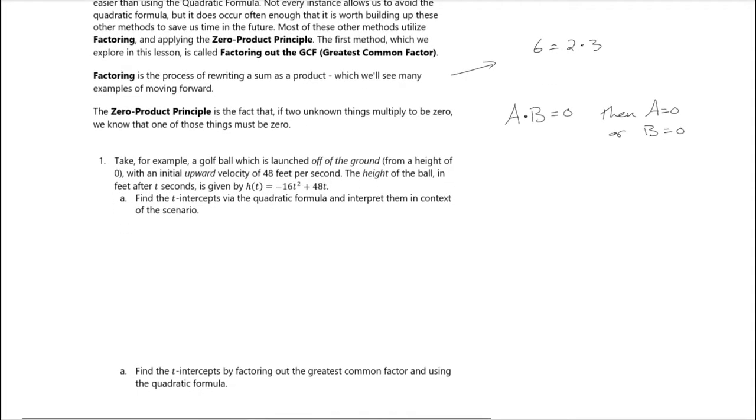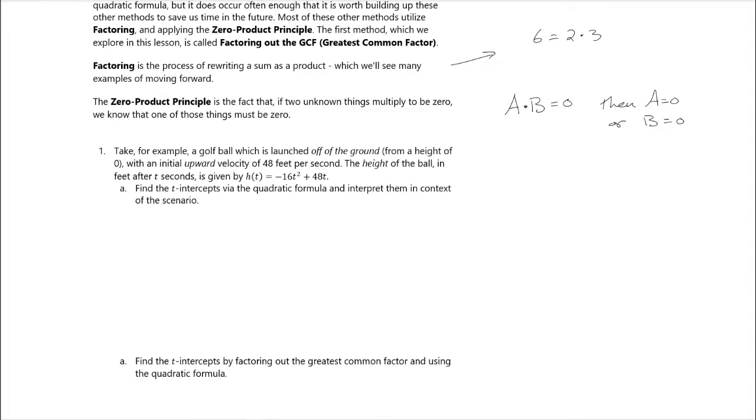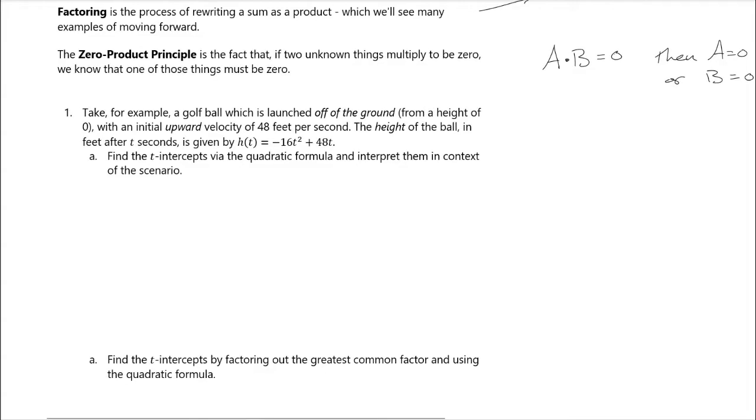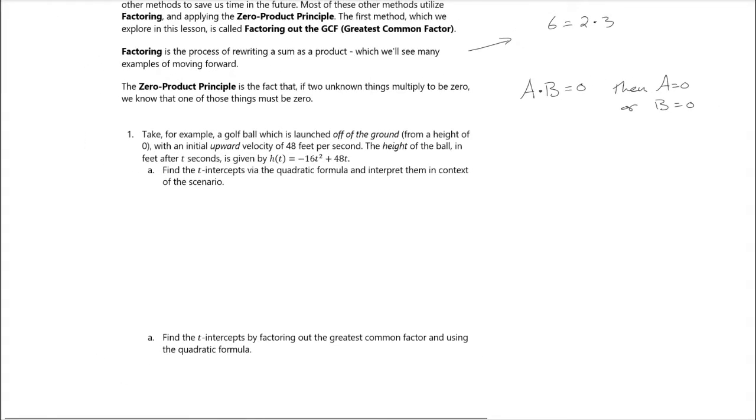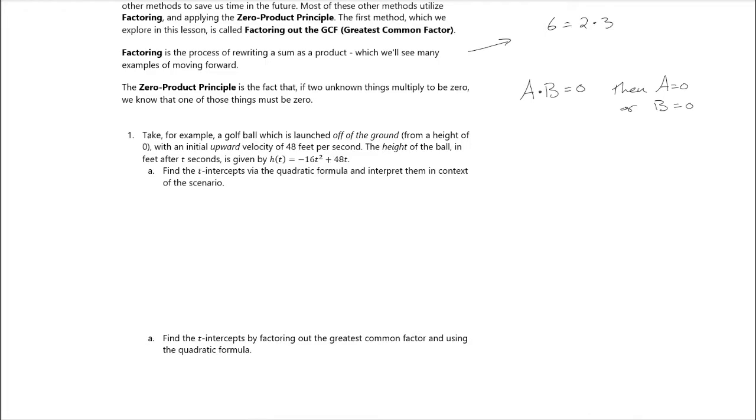So let's take a look at an application example to get us moving here and see how this is actually used, not just in a pure math, how-to-do-math sense, but if we have an actual application where we might want to use this idea. Our example says, take, for example, a golf ball which is launched off the ground from a height of 0 with an initial upward velocity of 48 feet per second. The height of the ball in feet after t seconds is given by h of t equals negative 16t squared plus 48t.